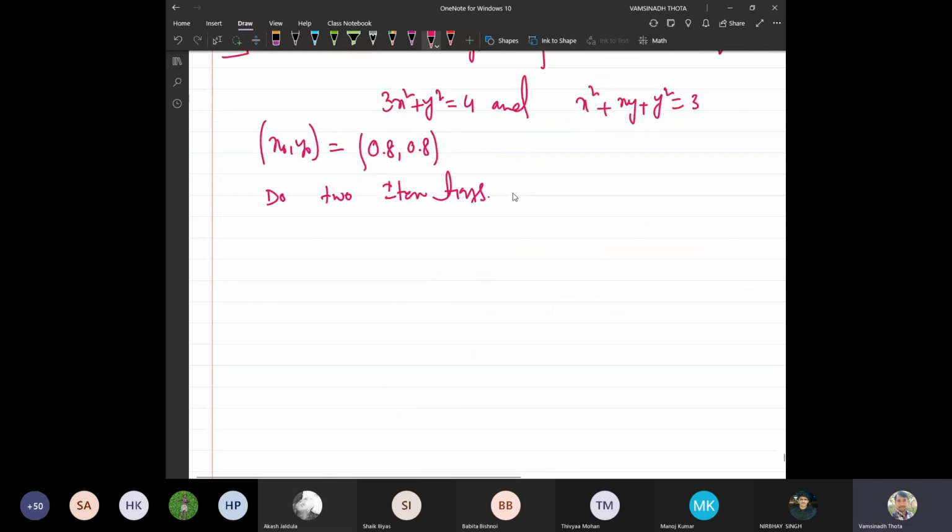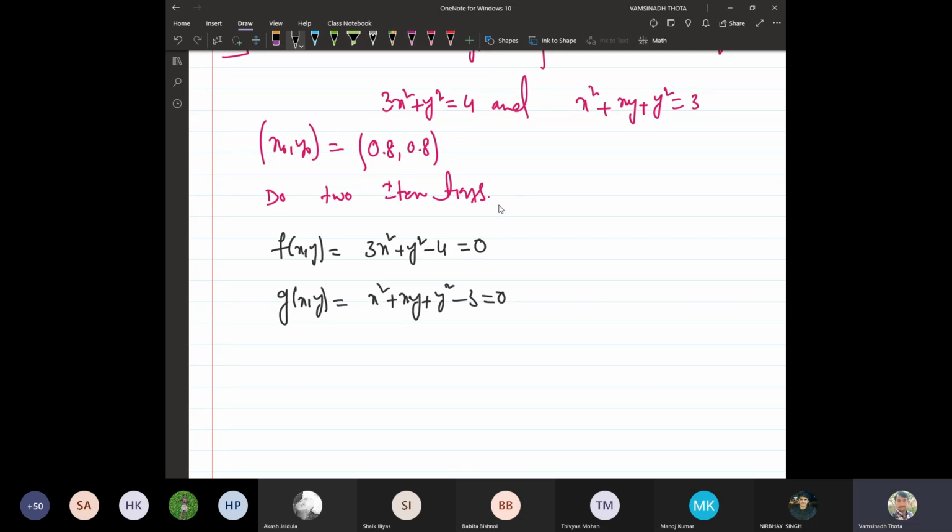Okay. Now choose here what is your f and what is g here. So f of x comma y is equal to 3x square plus y square minus 4 is equal to 0, and g of x comma y is equal to x square plus xy plus y square minus 3 is equal to 0. First thing, in applying the Newton-Raphson method, what we should check?